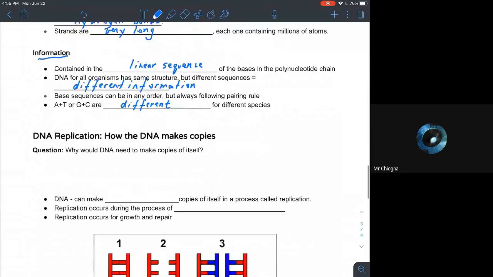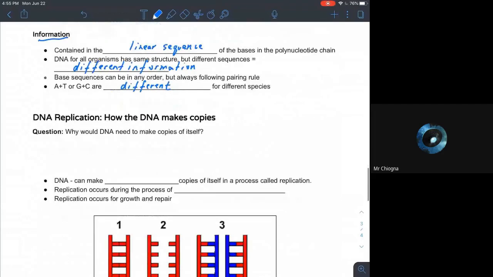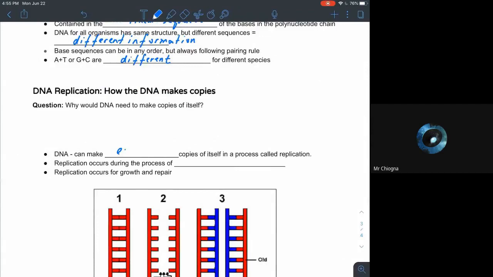Okay, question, why would DNA need to make copies of itself? So DNA can make exact copies of itself. Okay, why does it need to do that? Because it has to obviously make new cells that are clones of the parent. Replication occurs during the process of mitosis and meiosis.